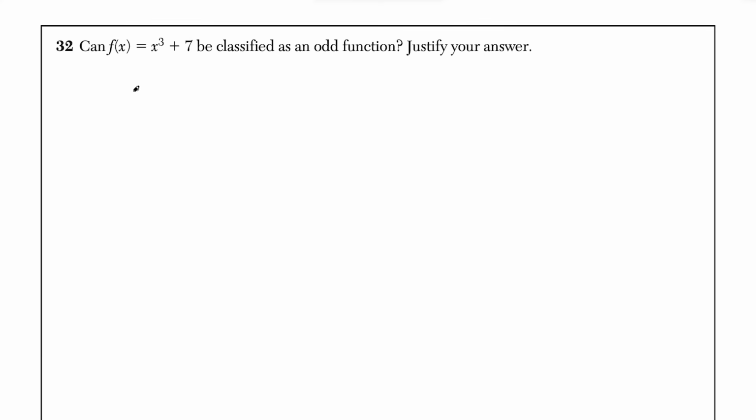Question 32, can f of x be classified as an odd function? And we have to justify our answer. So the easiest way to convince yourself that a function is odd is if you turn the graph upside down and get the same graph, then the function is odd. So think of something like, let's say, x to the 3rd power. If I were to turn this graph upside down, so I'm going to start here with this graph, and I'm just going to flip it upside down.